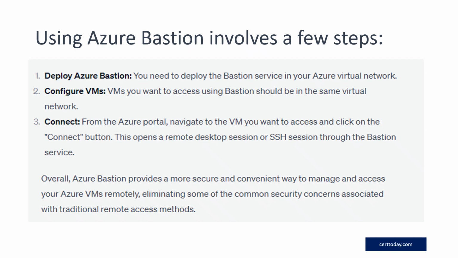Using Azure Bastion involves a few steps. 1. Deploy the Azure Bastion. 2. Configure the VMs. And 3. Connect. From the Azure portal, you navigate to the VM that you want to access and click on the Connect button. And then this opens a remote desktop session or SSH session through the Bastion service. Overall, Azure Bastion provides a more secure and convenient way to manage and access your Azure VMs remotely, eliminating some of the common security concerns associated with traditional remote access methods.